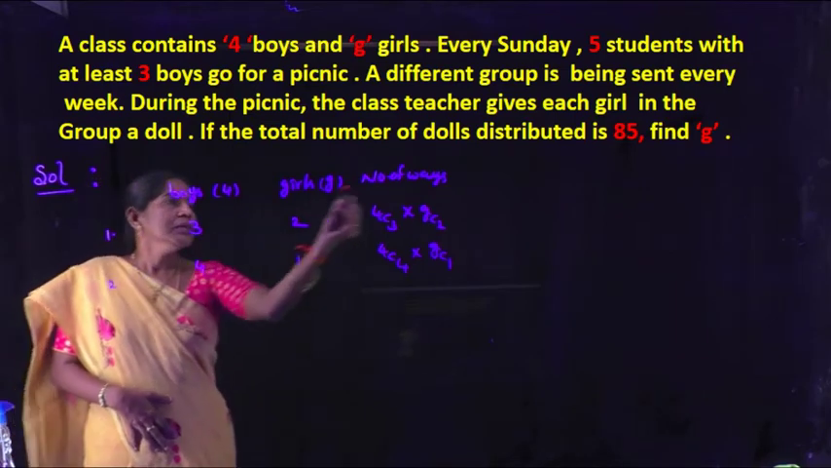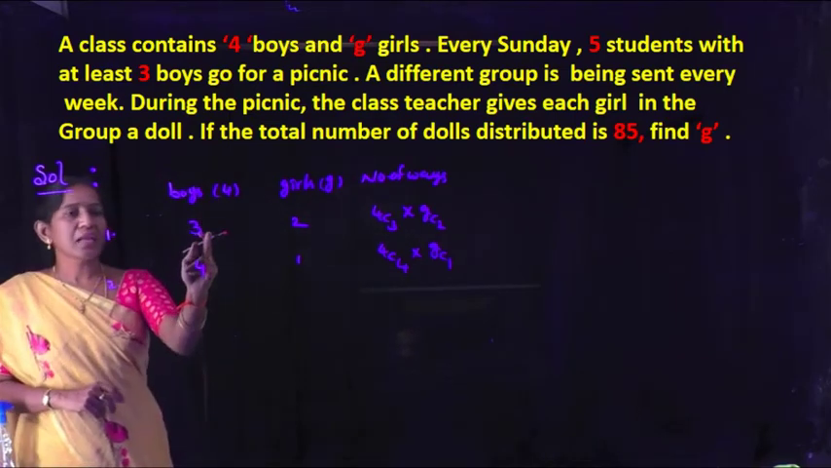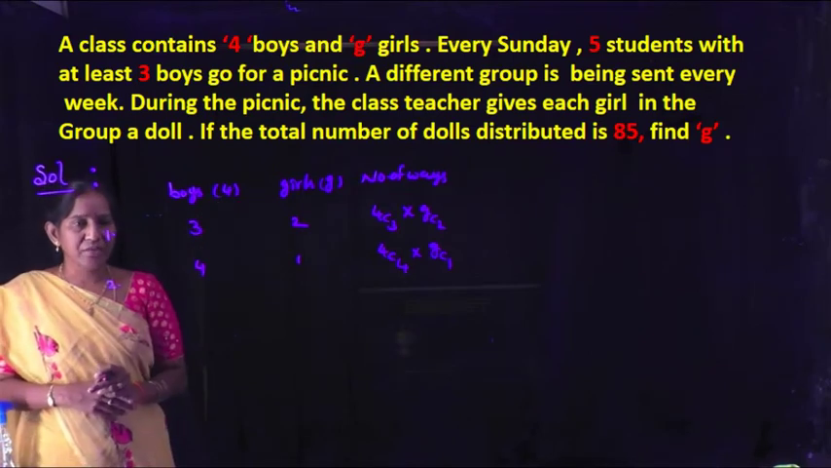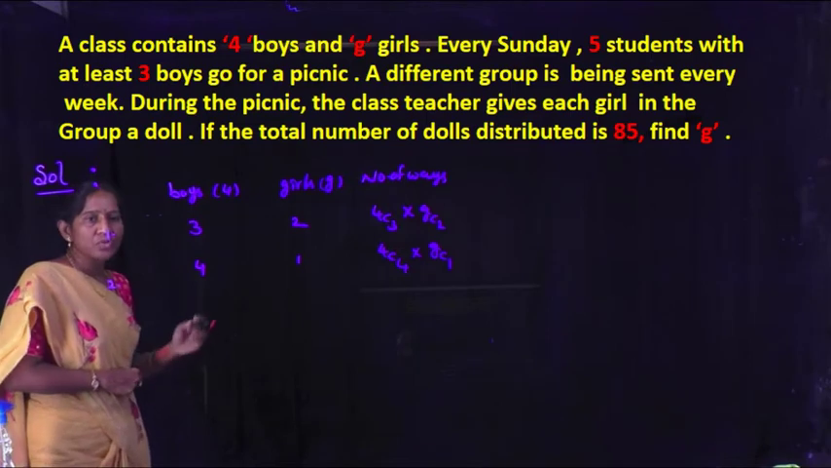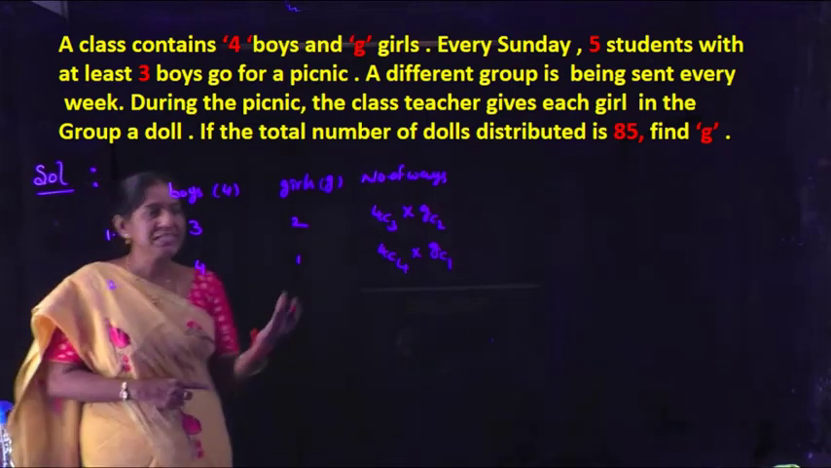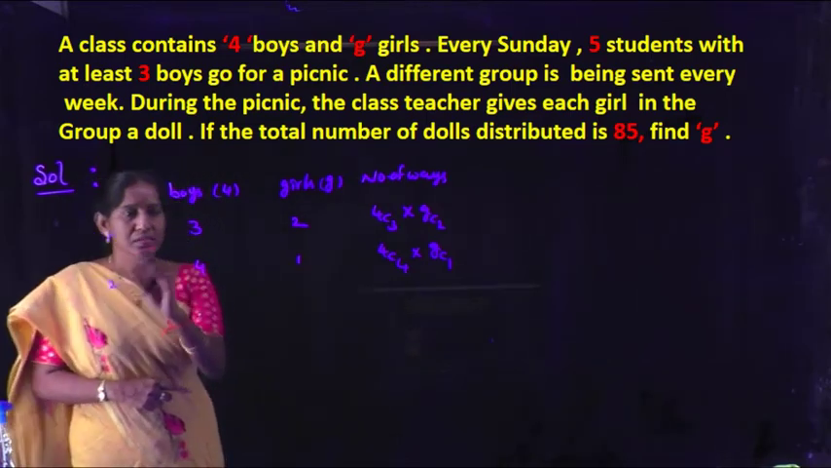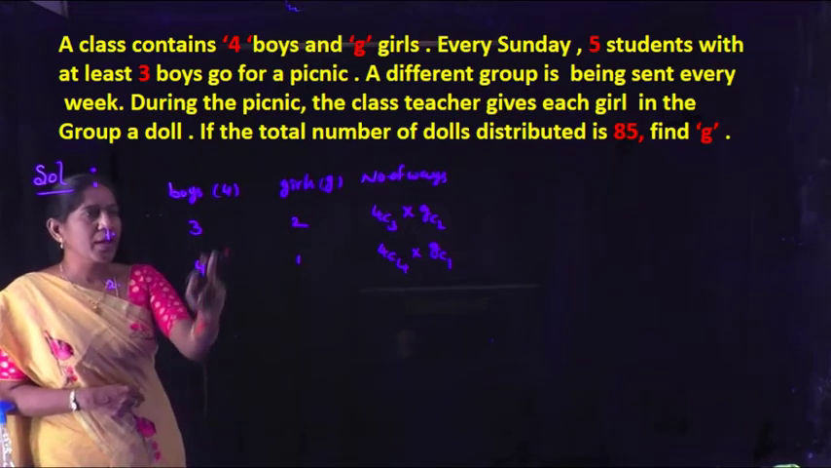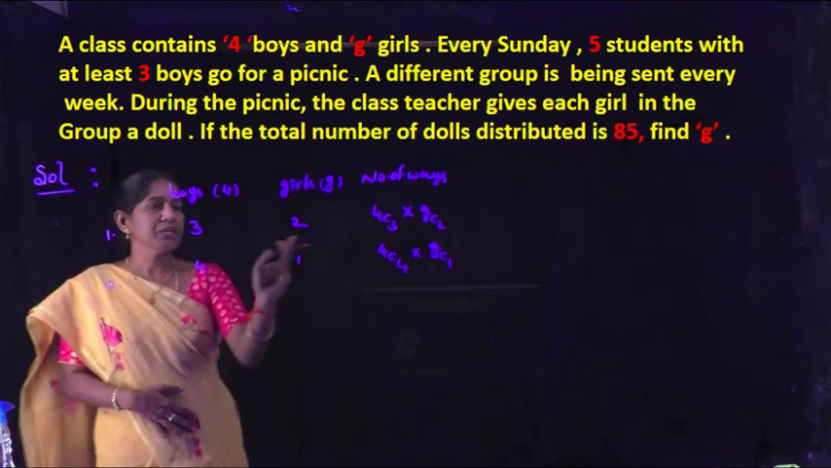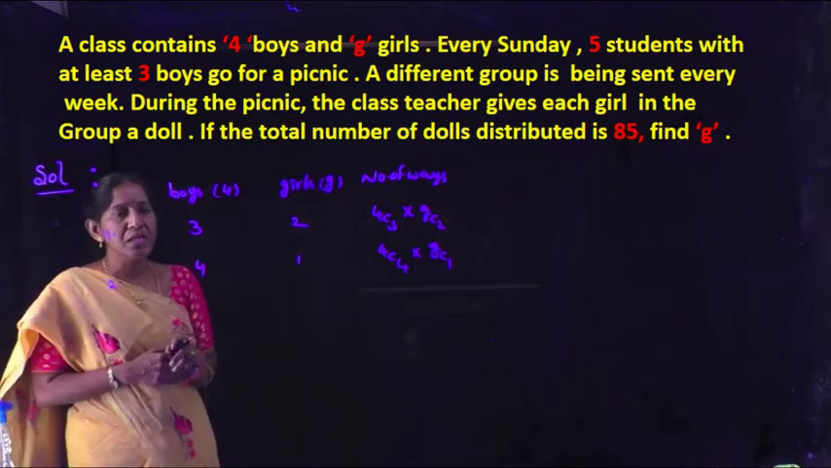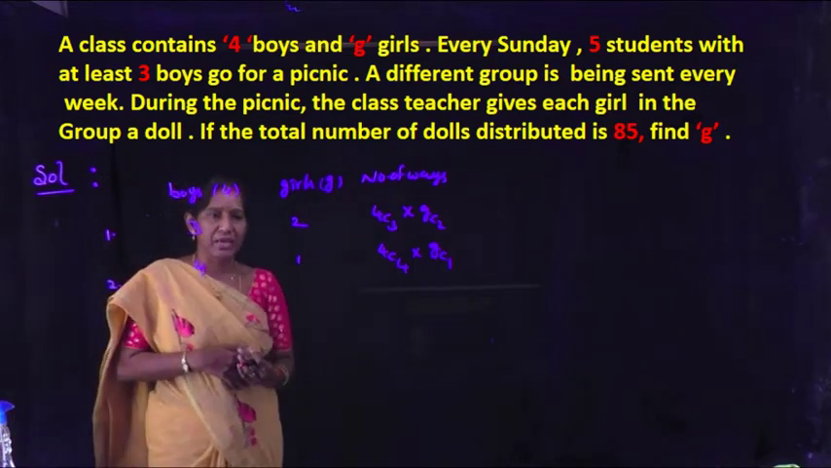Then the number of ways: select 3 boys out of 4 boys can be done in 4C3 ways, and select 2 girls out of G girls in GC2 ways. Or the second one is select 4 boys out of 4 boys can be done in 4C4 ways, and select 1 girl out of G girls in GC1 ways.